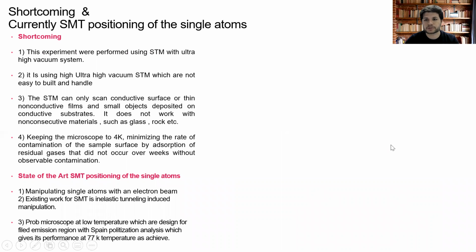There are some drawbacks, such as the use of ultra-high vacuum systems and cooling to a few Kelvin. This cools the entire chamber, keeping the microscope at 4 Kelvin and minimizing the rate of contamination of the sample surface by the adsorption of residual gases, so that it does not occur for weeks without observable contamination. Because of the low temperature, the stability of the sample and the microscope is such that one can conduct experiments on a single atom for a day at a time.